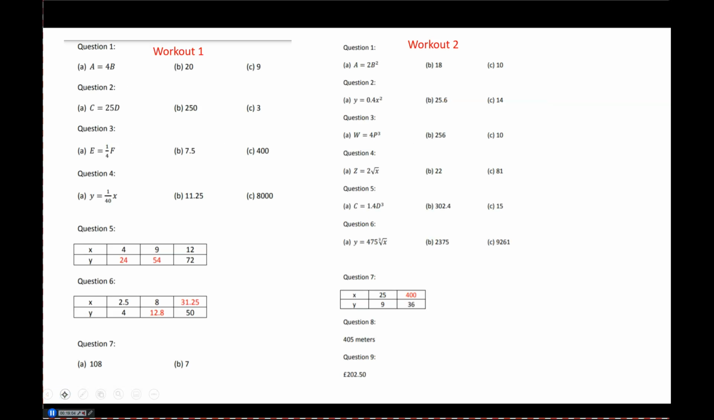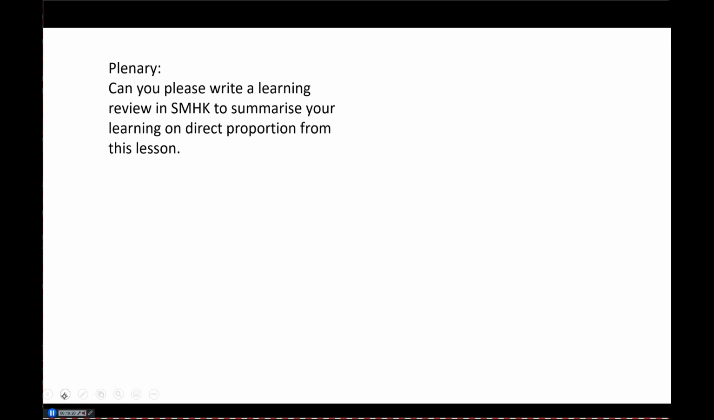Right, there's the answers. Hopefully you can read those. Obviously, any questions, any concerns, do let me know. And in fact, you might need to pause it because I'm going on now. The last activity I would like you to do today, if you could summarise your learning on direct proportion from this lesson, put it in Show My Homework. It's great to hear from you guys.